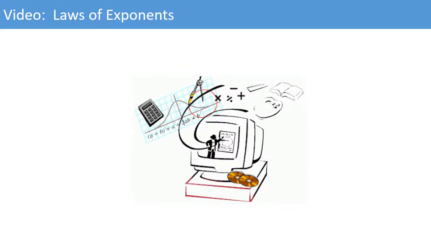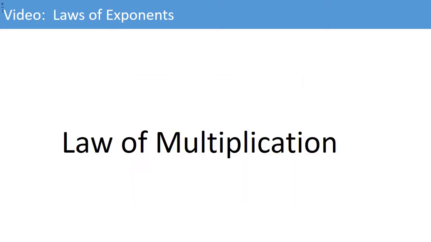Laws of exponents. In this video, you are going to look at a variety of ways to work with exponents. The first is the law of multiplication.